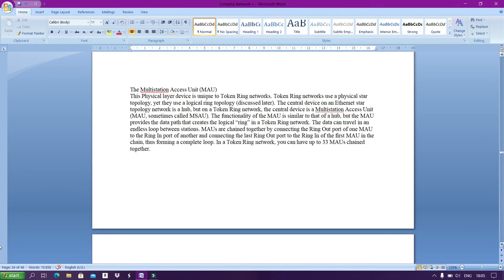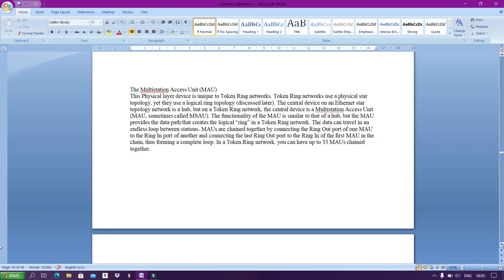The Multistation Access Unit, MAU. This physical layer device is unique to token ring networks. Token ring networks use a physical star topology, yet they use a logical ring topology discussed later. The central device on an Ethernet star topology network is a hub, but on a token ring network, the central device is a multi-station access unit, MAU, sometimes called MSAU.